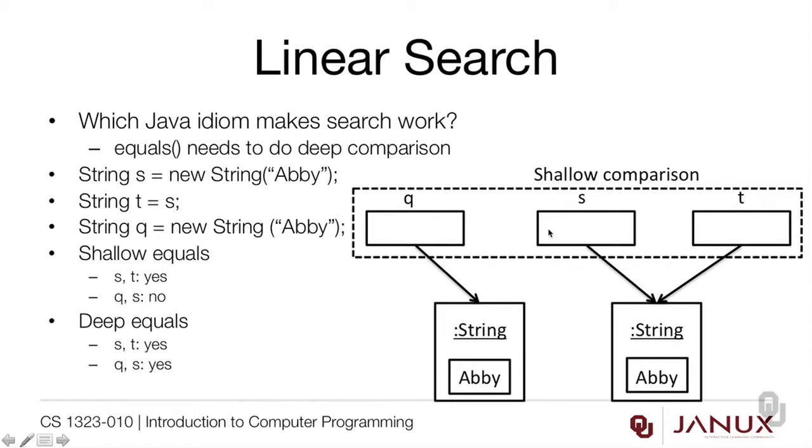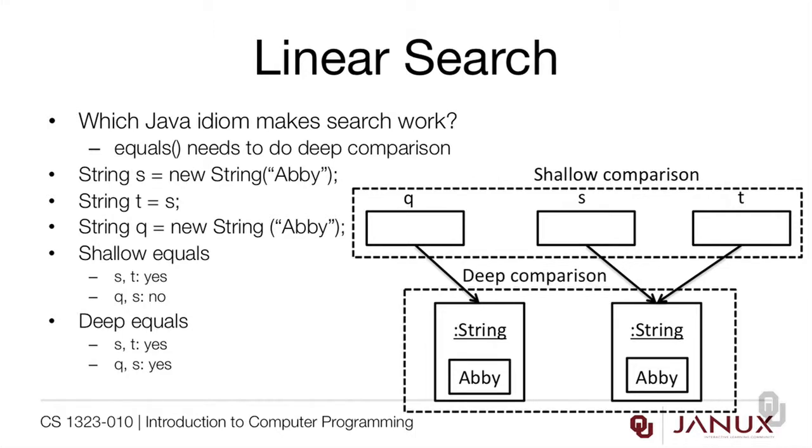But Q and S are also going to be equal to each other using a deep comparison. And of course, Q and T will be equal to each other too. So this is where deep comparisons are done. That's why we call them shallow and deep: shallow occurs up with the references and deep occurs down with the objects.